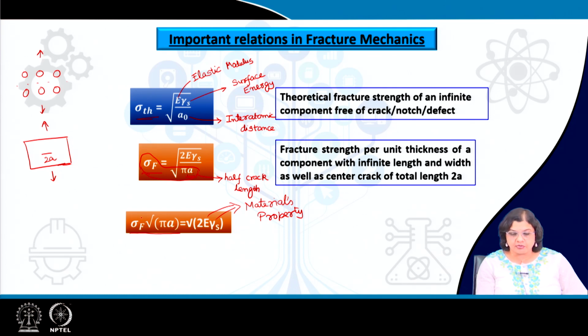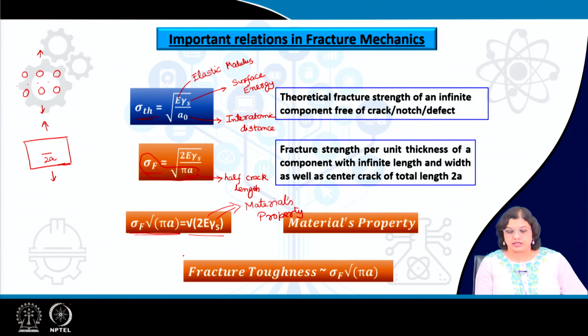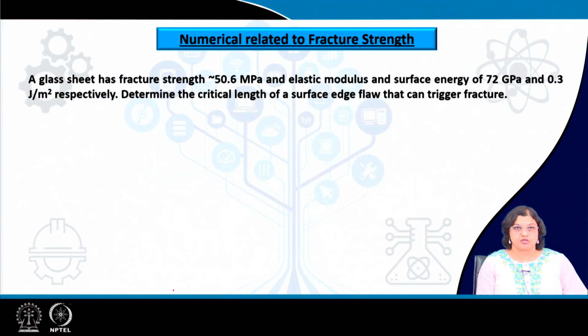On the other hand, if we are simply rearranging this relation and we are getting sigma f root over pi a, that is considered as a material property, because this is related to none other than only the elastic modulus and the surface energy of a material. We will see later on that this factor here, sigma f root over pi a, is nothing but the fracture toughness of a material. We will go through further details of that, but for now you should carefully consider this term as the fracture toughness of a material, not fracture strength, rather the toughness of a material, which combines the fracture strength as well as the crack length of a material.